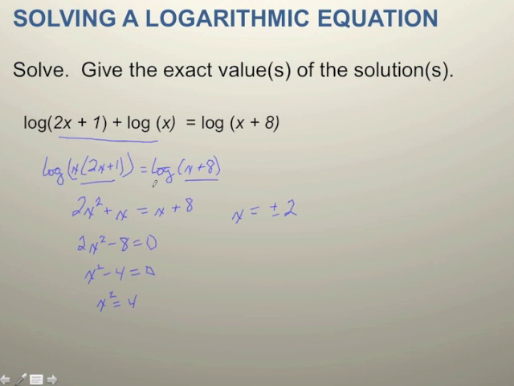So with 2, I'd have 4 plus 1, 5, and 2 plus 8, 10. So the plus 2 works. With the minus 2, I'd have negative 4 plus 1, negative 3. The negative 2 will not work. So x equals 2. Always check those. Don't just automatically throw out one.